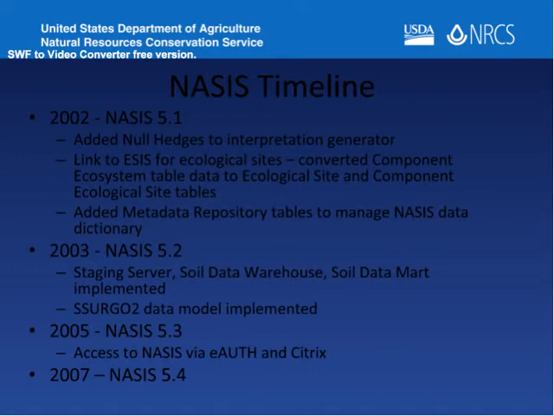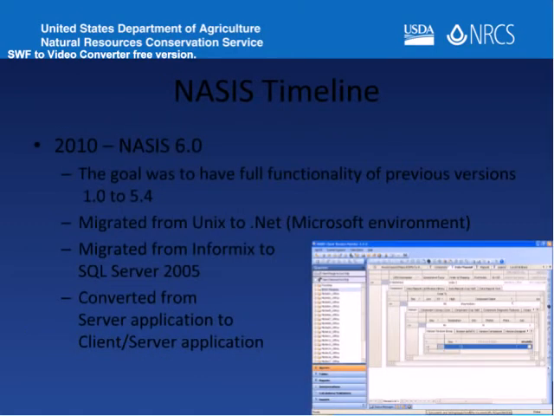In 2005, NASIS 5.3 came out, and that was a pretty significant release that allowed us to use the EAuth and the Citrix. This put NASIS behind a firewall, and it also allowed us to use software that made the network traffic a little bit easier to manage. In 2007, we came out with NASIS 5.4, and that one stayed fairly stable for several years until we moved into NASIS 6. The next major release of NASIS was in 2010 when we released NASIS 6.0.